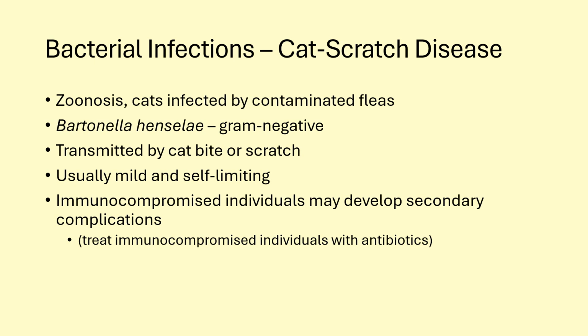Immunocompromised individuals may develop a secondary complication, so you may have to treat them with antibiotics to prevent that secondary infection. How do you prevent this? Leave the cat alone. Oftentimes kids want to play with the cat.